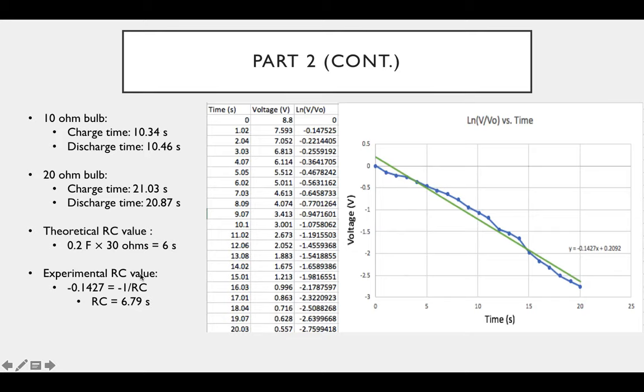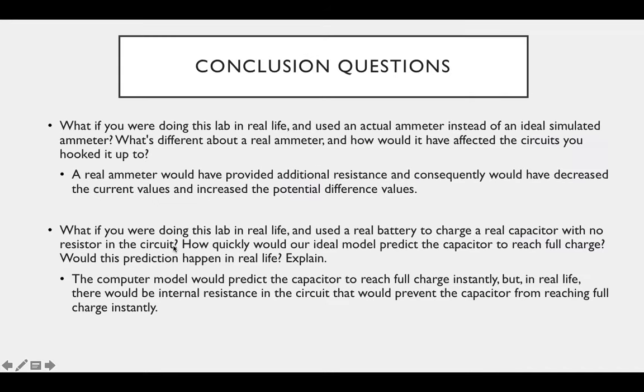And then my experimental value I got from the slope of the graph of ln(V/V0) versus time. And I set it equal to -1 over RC, given the specified equation. And I got RC equals 6.79 seconds, which is relatively close to the theoretical value of 6 seconds.